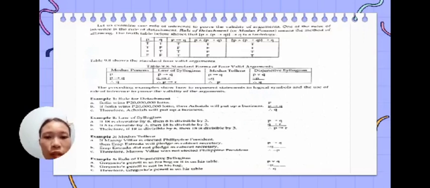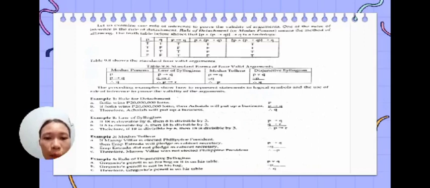So here, example number 2, law of syllogism. A. If 18 is divisible by 6, then 6 is divisible by 3. Second, if 6 is divisible by 3, then 18 is divisible by 3. So therefore, if 18 is divisible by 6, then 18 is divisible by 3.